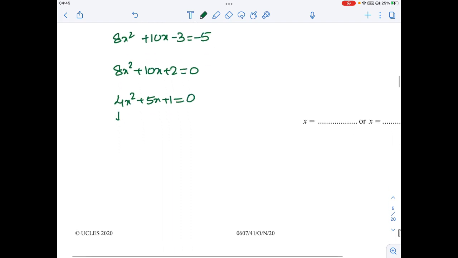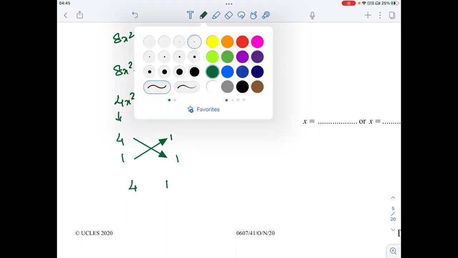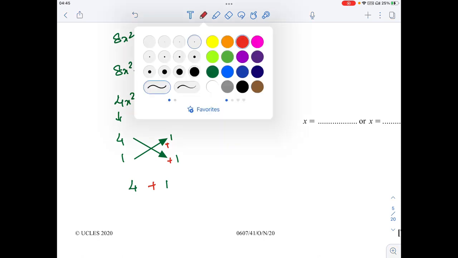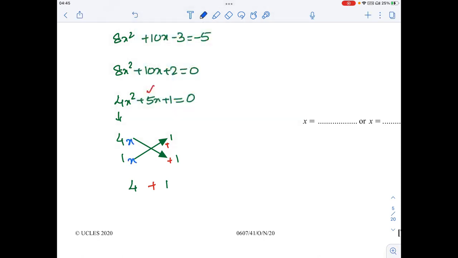Now factors for 4. We are going to write the factors for 4 and factors for 1. The factors of 4 are 4 and 1. The factors of 1 are 1 and 1. Do the cross multiplication. When I do the cross multiplication, I get 4 and 1. I want the middle number, which is 5. So 4 plus 1, plus 1 plus 1. So this becomes x and x. So it becomes 4x plus 1, x plus 1.